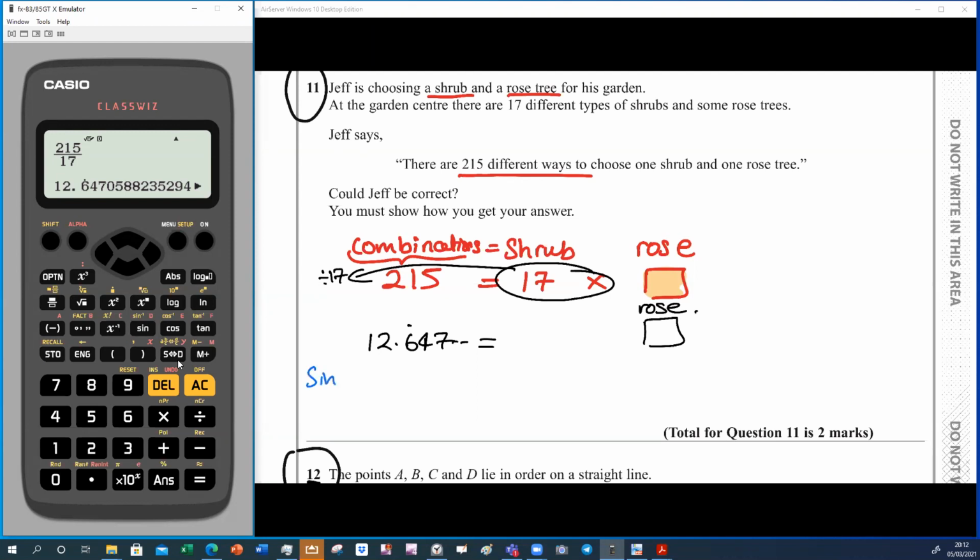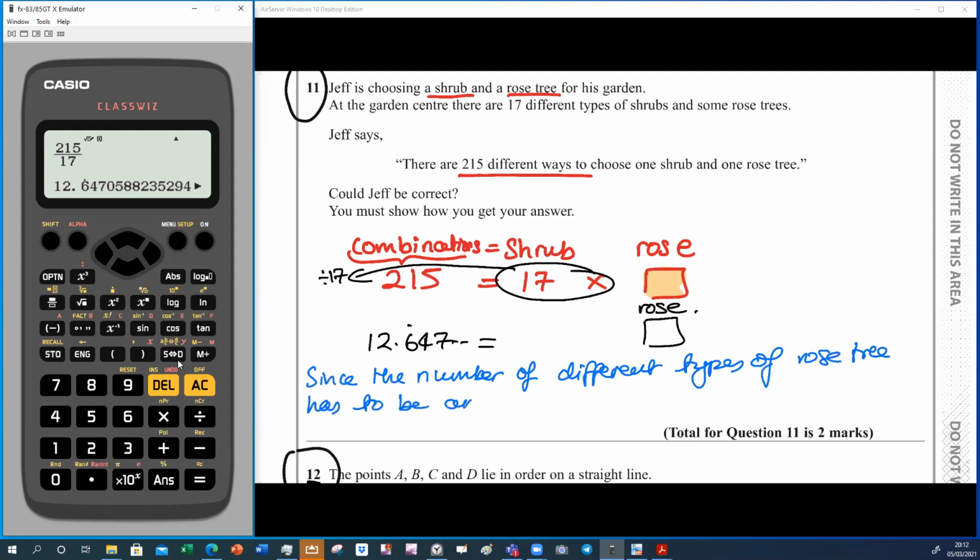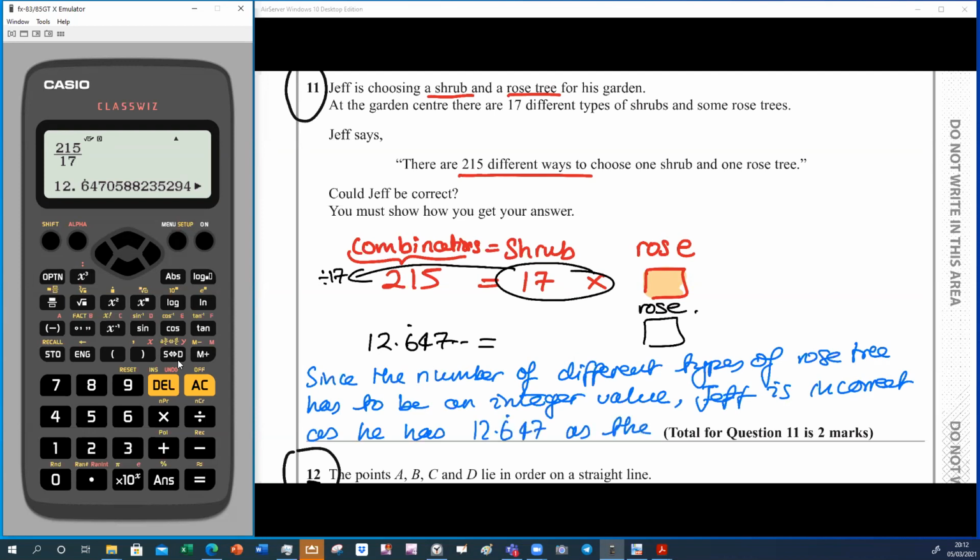So we can say here, since the number of different types of rose tree has to be an integer value, Jeff is incorrect, as he has 12.647 as the number of types of rose trees.